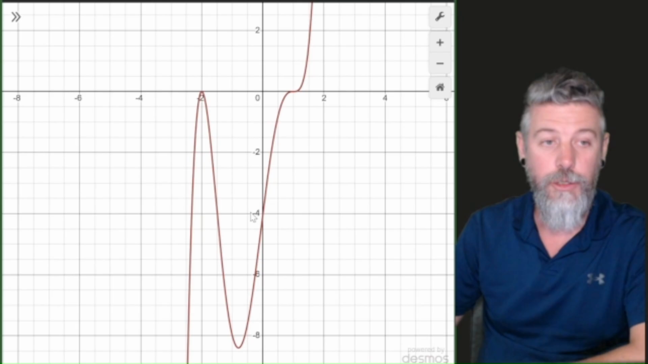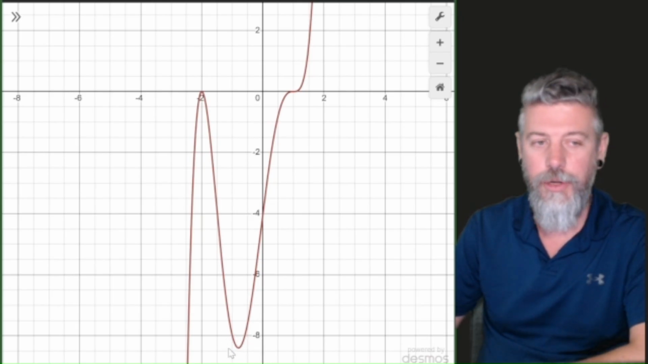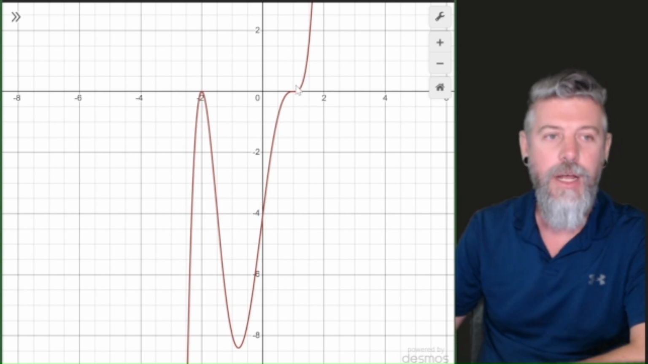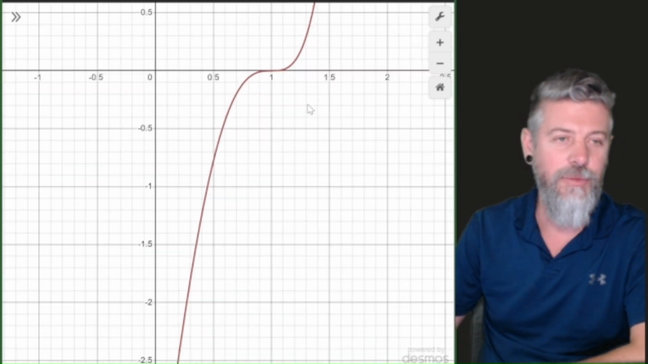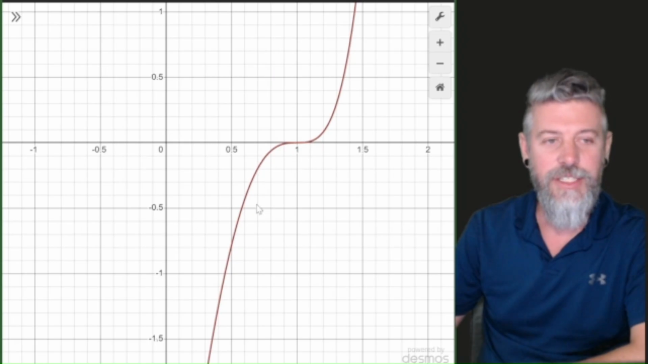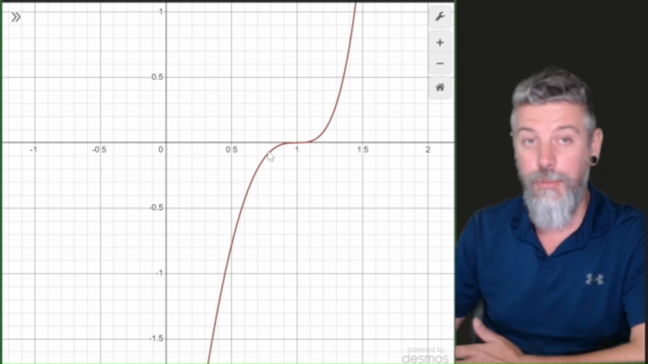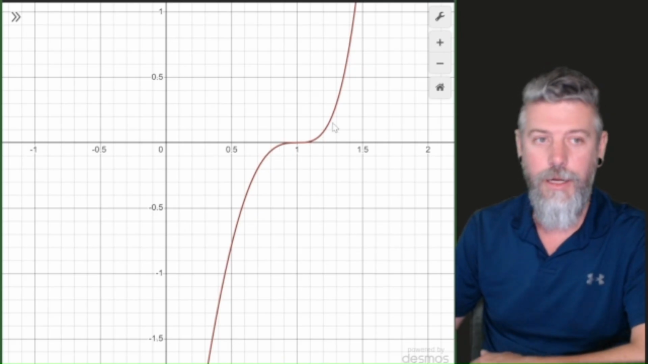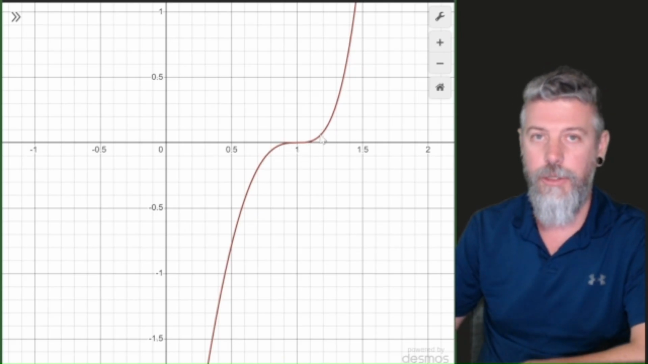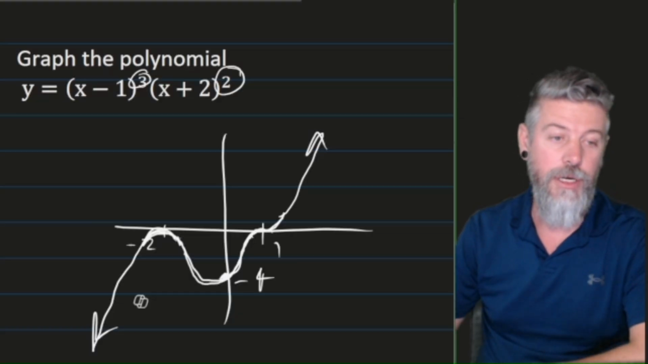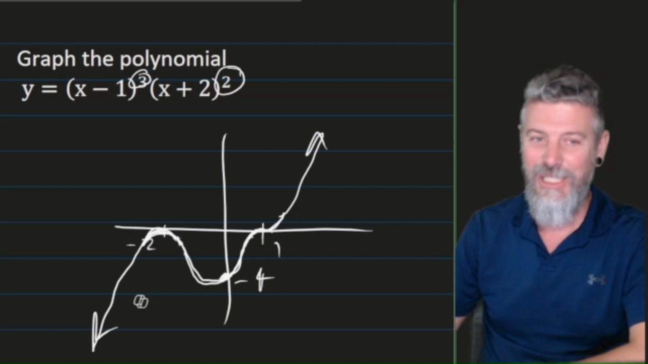We see it crossing at 4. Here's that minimum turning point that we haven't worked out yet. You will in the future using calculus, but we're not working that out yet. And then here, this bit here, I want to zoom in on. Here's this twisted through line. This is where it has a multiplicity of 3, and this is what we're expecting to see when we go through with that level of multiplicity. So there we go. It's pretty close.